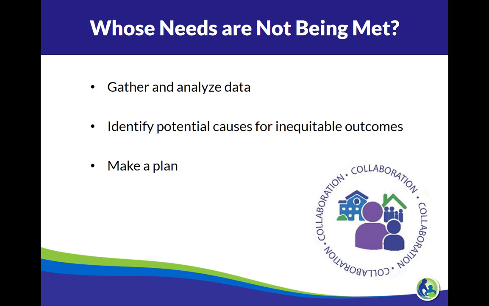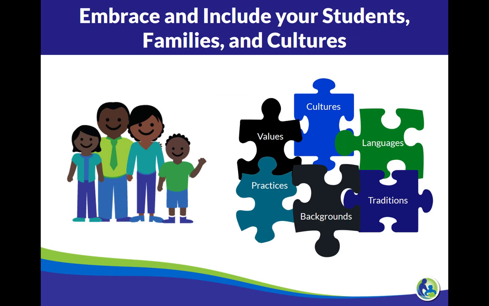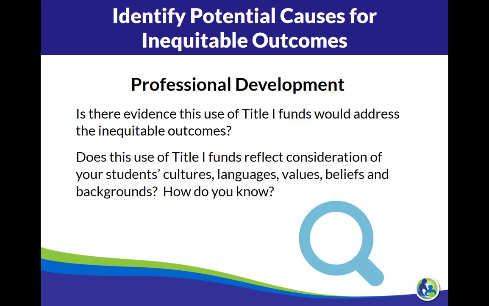With a greater understanding of the data and its implications, the district and school can make a plan for building equitable outcomes. One piece of that plan is to utilize Title I funds to address those outcome gaps. Every part of your plan must include your students' and families' cultures, languages, values, practices, traditions, and backgrounds. Engaging students and families in the plan and work builds a strong home and school connection. Engaging students and families can help empower advocates for all students.